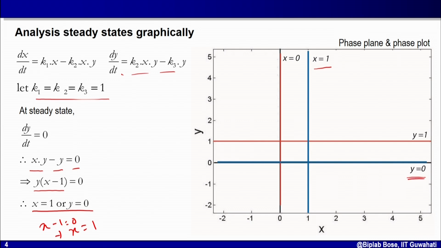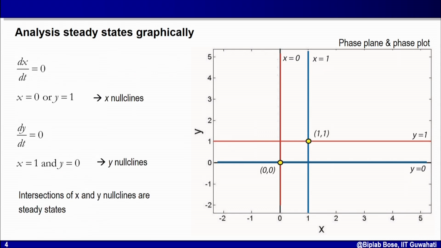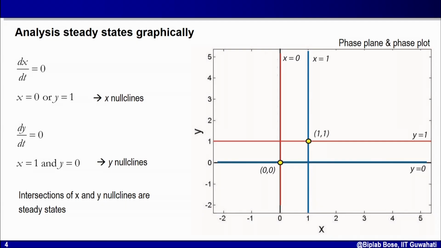So I have four lines, two red which we have got from dx/dt equal to 0, and two blue which are from dy/dt equal to 0. For both the red lines, dx/dt is equal to 0. That means along this line, in this plane, x does not change with time. So for this red line and for this red line, dx/dt is equal to 0. Here also, dx/dt is equal to 0.